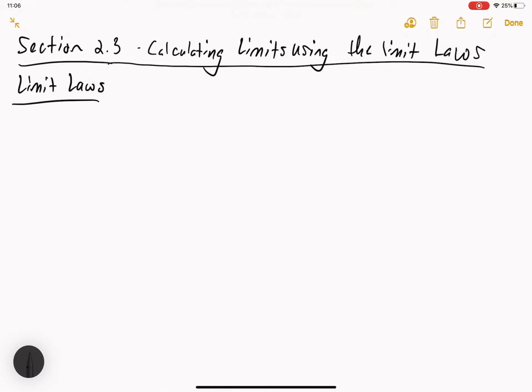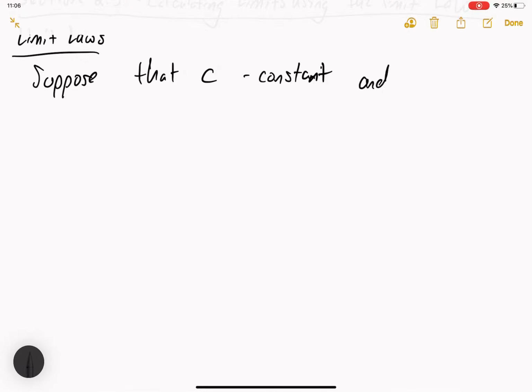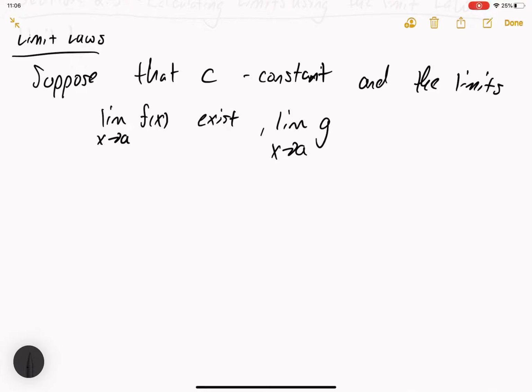The first thing is, let's suppose that c is just a constant, just an arbitrary number, not anything specific. That's what we call c. And we say the limits of two functions exist at the same point. In other words, the limit as x goes to a of f of x exists, and the limit as x goes to a of g of x also exists.